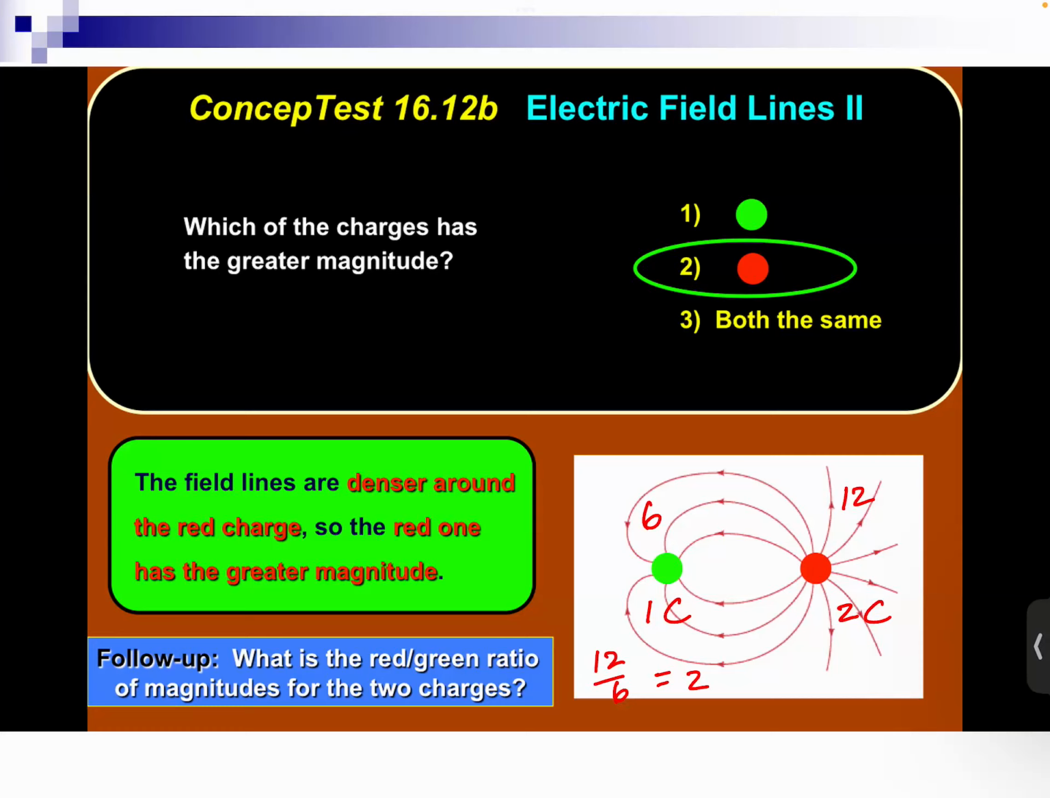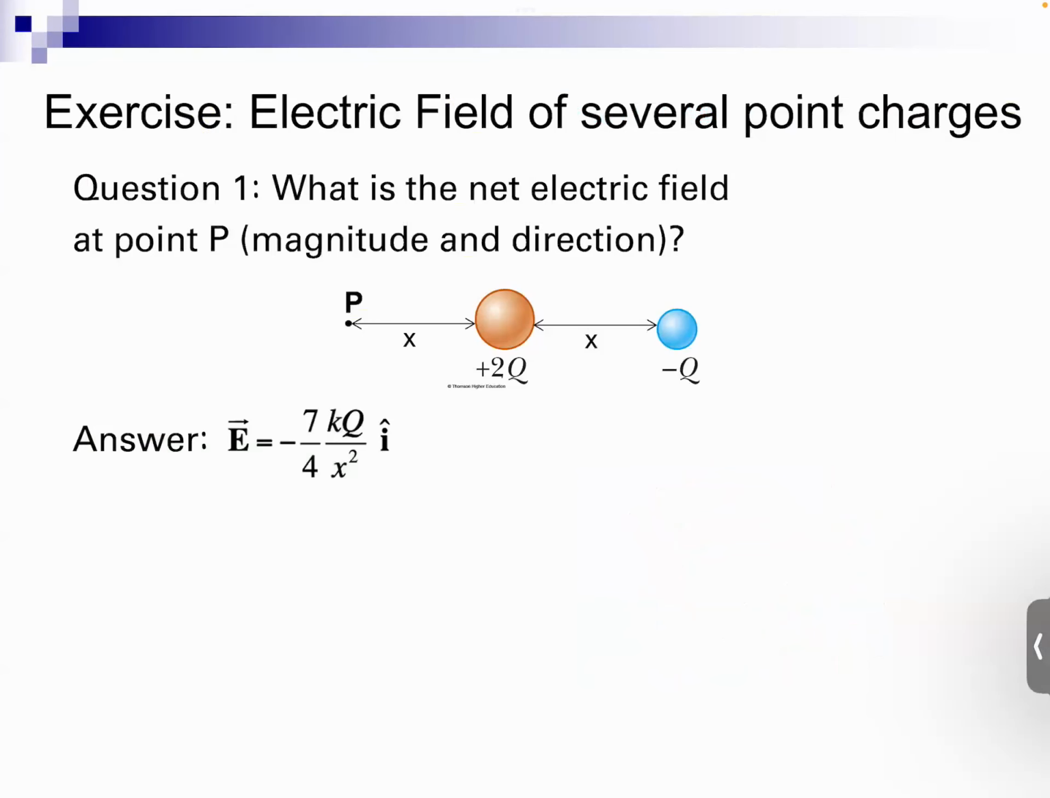Okay, so now that we've established how to draw electric field lines, let's practice how to calculate the electric field. So you have here two charges, a positive charge +2q and a negative charge -q. As we've learned, this +2q charge will generate an electric field around itself. This -q charge will generate an electric field around itself. We want to find the magnitude and direction of the electric field at point P, which is to the left of both charges.